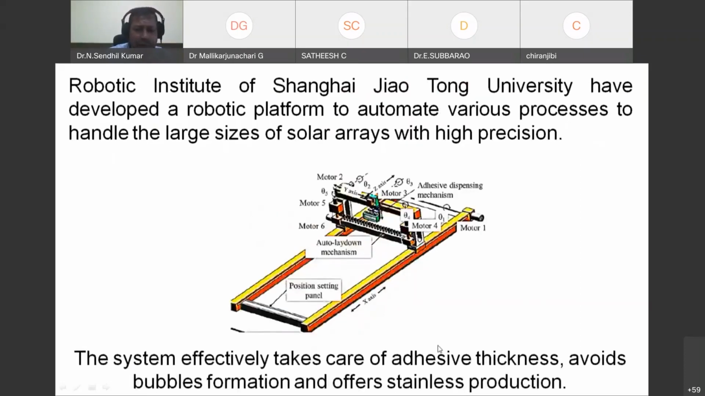And also apart from that, if the size of the panel is larger, in this case, a robotic institute in Shanghai has fabricated a robotic platform. Automatically, it will handle large sizes of solar arrays. So such things are also available here. If the PV panel normal size is 1.5 meters by 1 meter and the size is increased, then accordingly the robotics is also involved in that fabrication. So there are large-size solar handling robots. These things are also available. It will take care of everything, because of cutting of wafers and then assembling all those things.